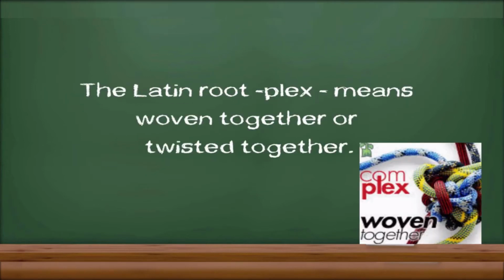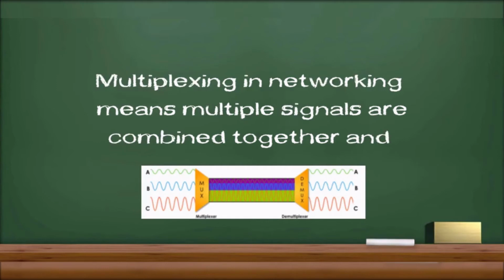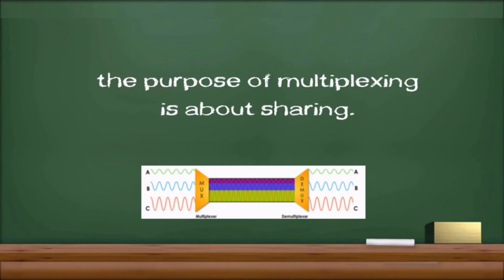The Latin root plex means woven together or twisted together. For example, the word complex means many different parts are twisted together to make a thing complicated. Multiplexing in networks means multiple signals are combined together and thus travel simultaneously over one link. Thus, the purpose of multiplexing is about sharing.